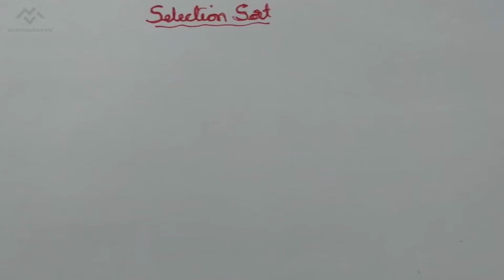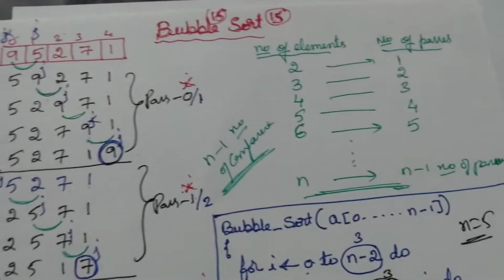Hi everyone. In this video, I'm going to explain how to sort the given set of elements using selection sort. In the previous video, we discussed how to sort the elements using bubble sort.